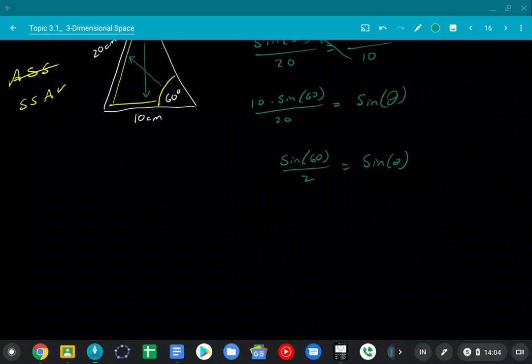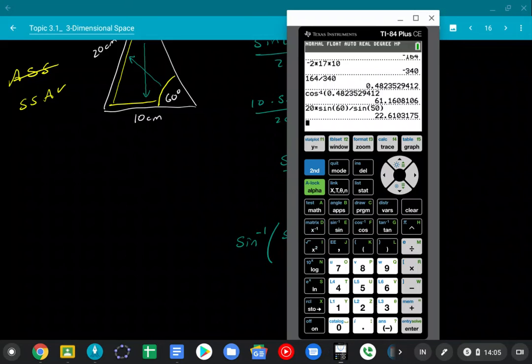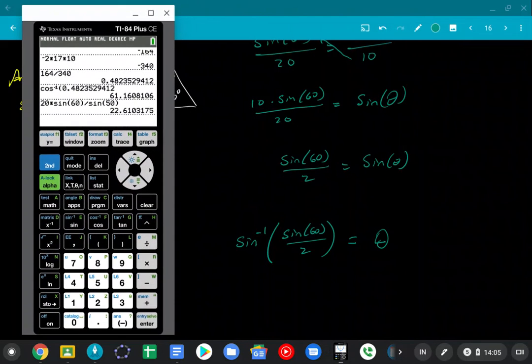So I'm simply going to take the inverse sine of both sides. If I do, I'll get theta left on the other side. I'll get inverse sine of the sine of 60 over 2. And I can just let my calculator do the work: second inverse sine, 0.5 times, so I've put my half in there right away, times the sine of 60. And boom. And there you go.